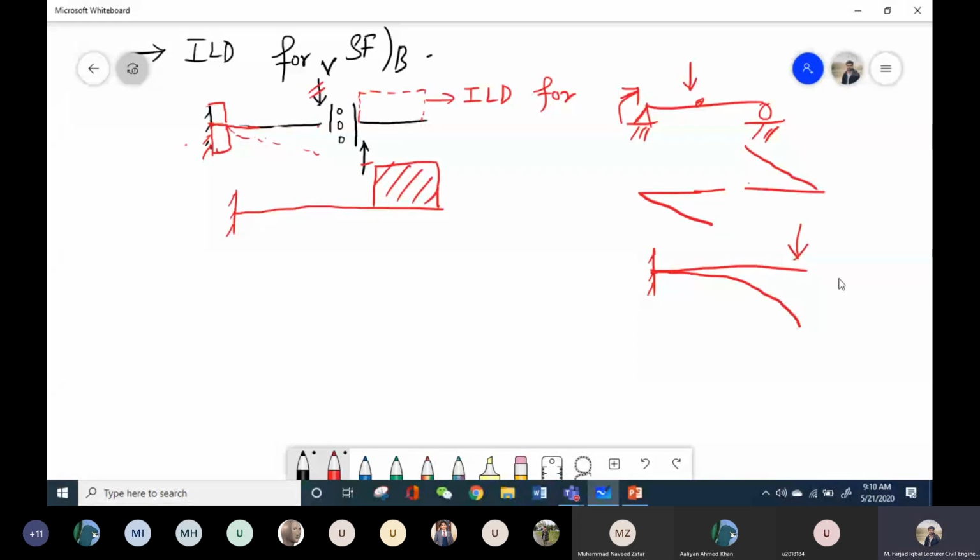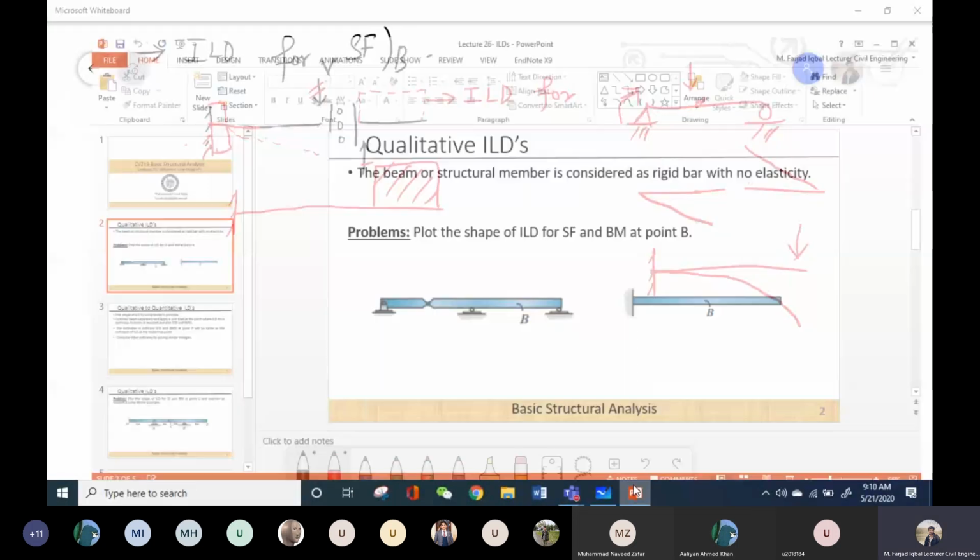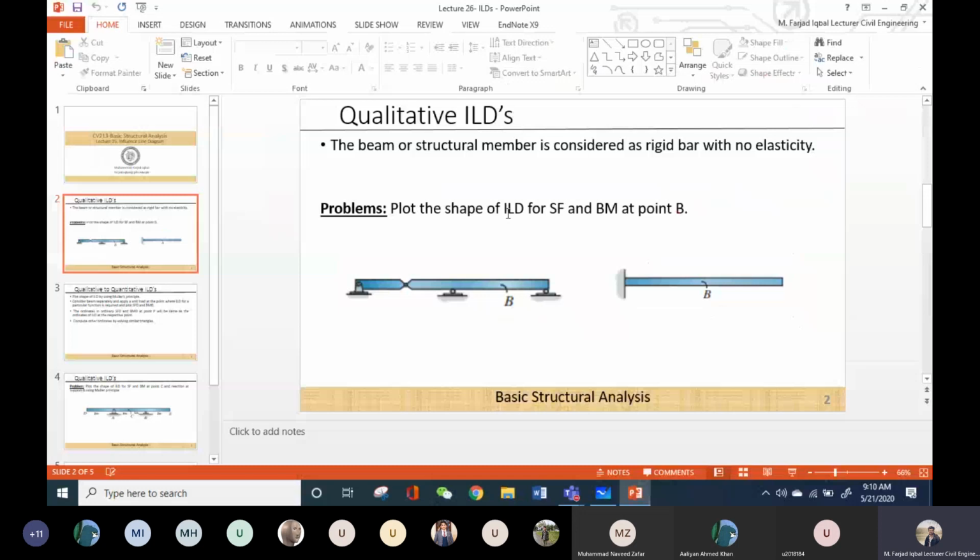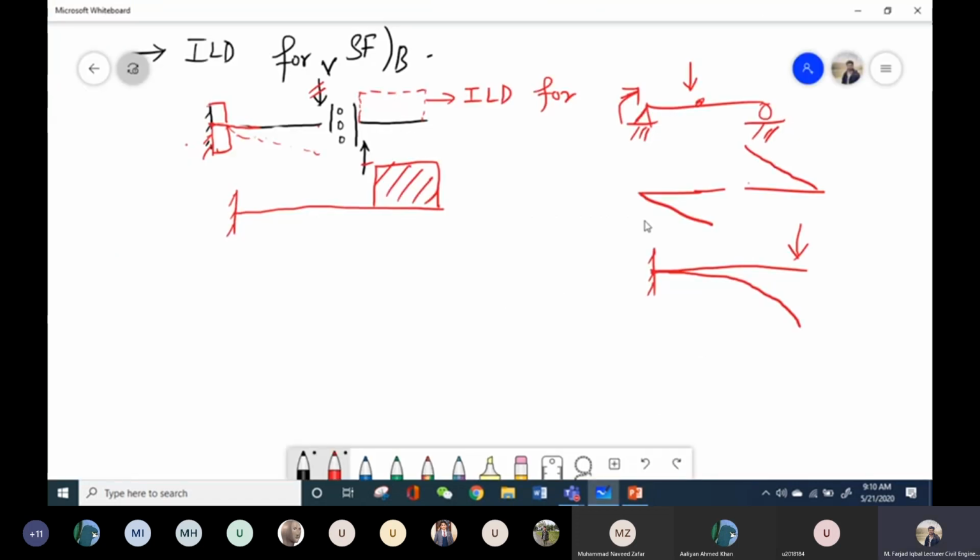Actually, Muller just made a small assumption, or let's say it's just his method of plotting the ILD, that the beam is a rigid member and there is no elasticity in its member. So what does this statement mean? Actually, Muller said that when we plot the deflected shape, we will consider that this member is a rigid member and there is no elasticity.